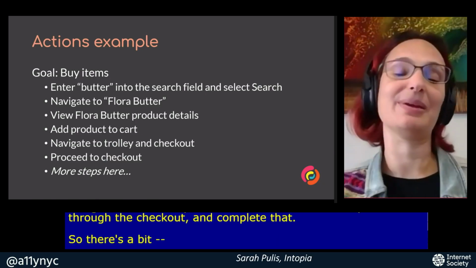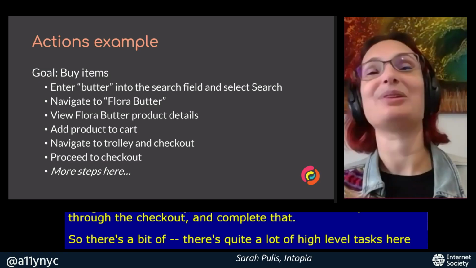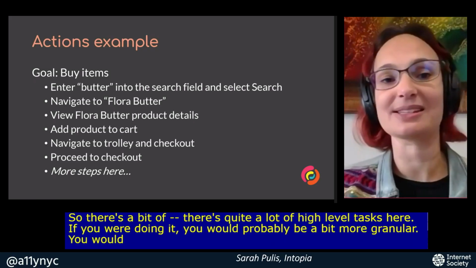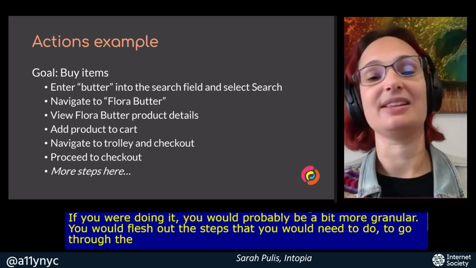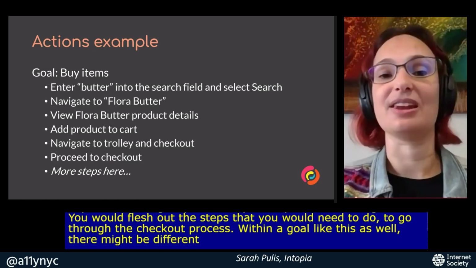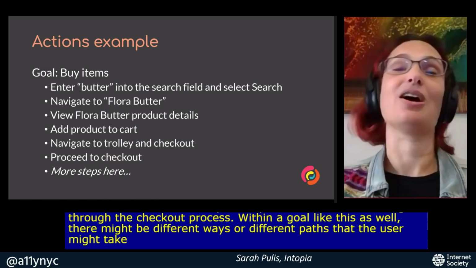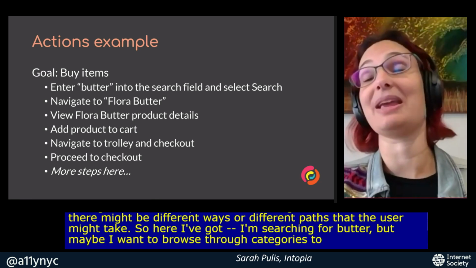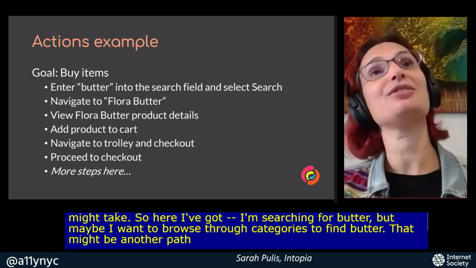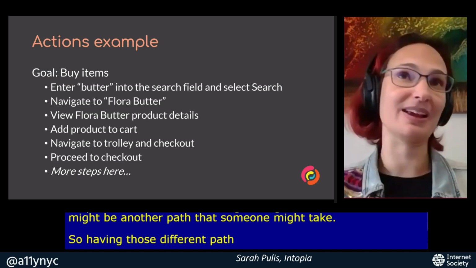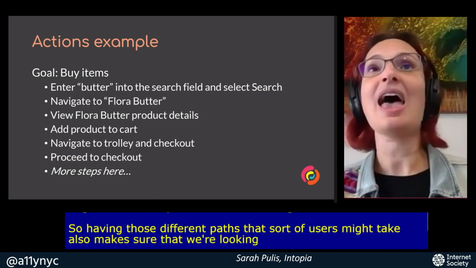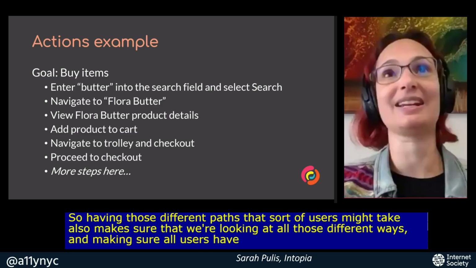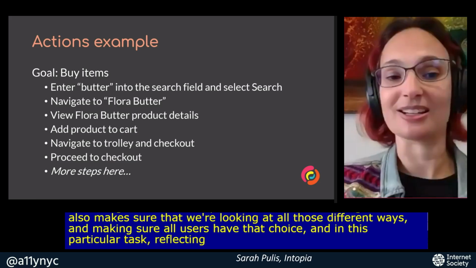If you were doing it, you'd probably be a little bit more granular. So for that proceed to checkout, you'd actually flesh out the steps that you need to do to go through that checkout process. Within a goal like this as well, there might be different paths that a user might take. So here I'm searching for butter, but maybe I want to browse through categories to find butter. That might be another path that someone might take. So having those different paths that users might take makes sure that we're looking at all those different ways and making sure all users have that choice, and in this particular task, reflecting that choice in the action list.